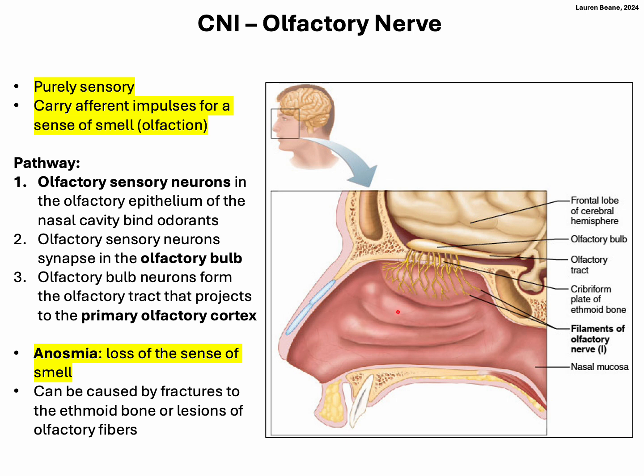So, as we inhale, odorant molecules bind to these sensory neurons, generate action potentials, synapse with mitral cells in the olfactory bulb. That information is carried along the olfactory tract to the primary olfactory cortex for interpretation. If there's any damage to these neurons, damage to the ethmoid bone, it can result in anosmia, a loss of sense of smell. That can really decrease quality of life.